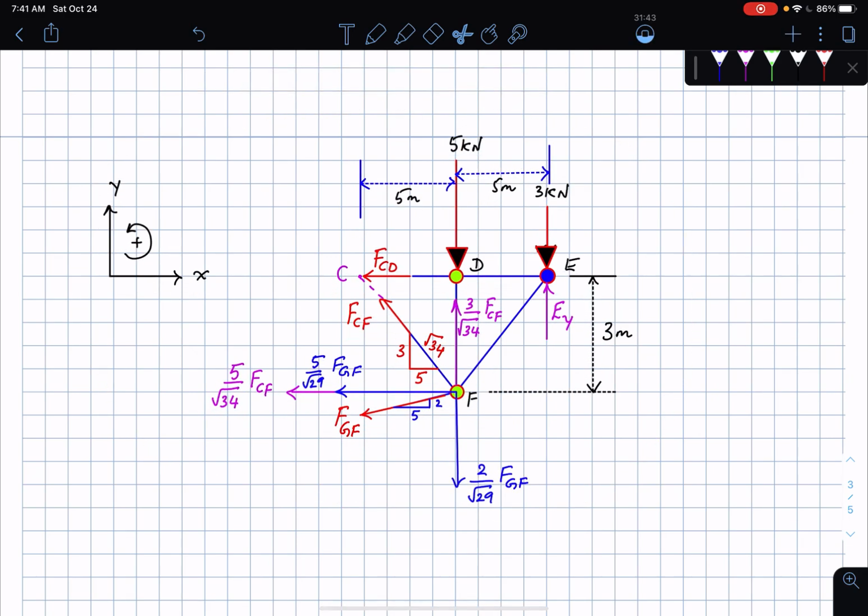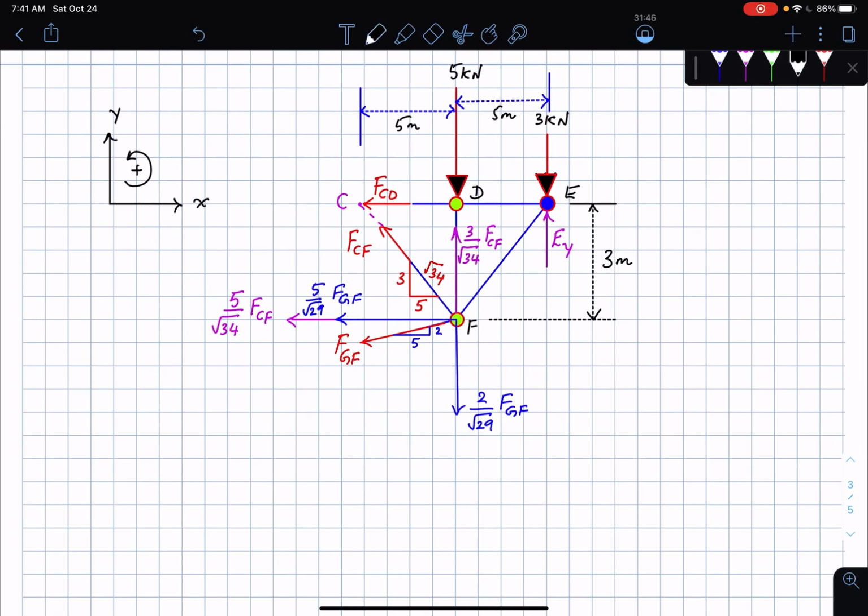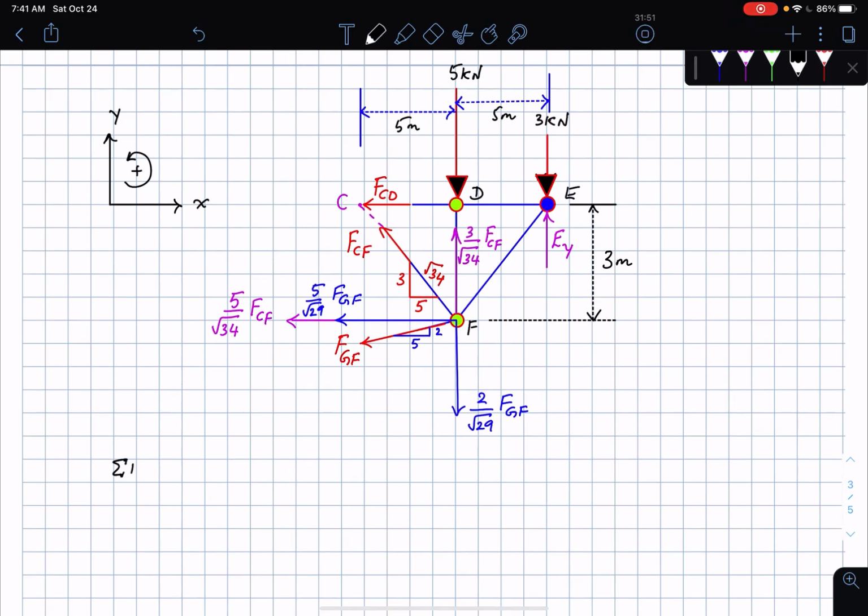Another thing I can do, because my aim is to solve this problem quickly, is I can sum moments about the point C. If I sum moments about the point C and then set that equal to 0, here is what I'll find out. FCD and FCF are sitting at the point C, which means they're not going to be causing any rotations about that particular point, which means that the only forces that are going to cause a moment about the point C are FGF, and then the 3 kilonewton force, the EY, and then the 5 kilonewton force. Okay, so let's write this down.